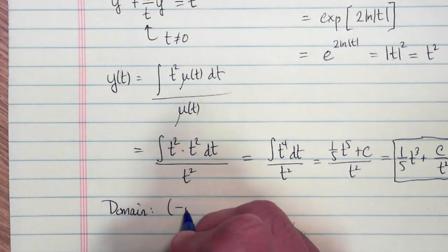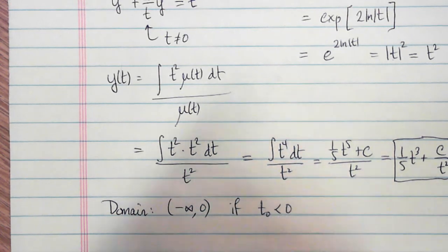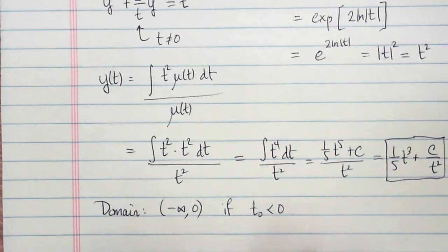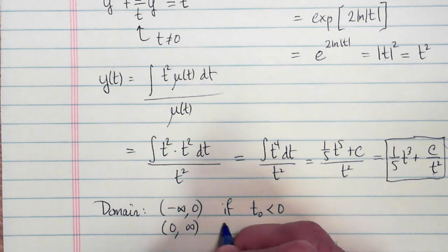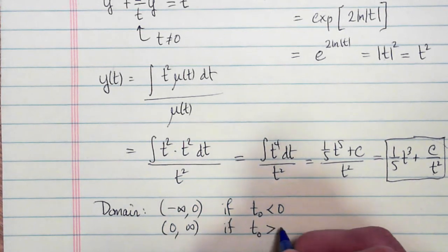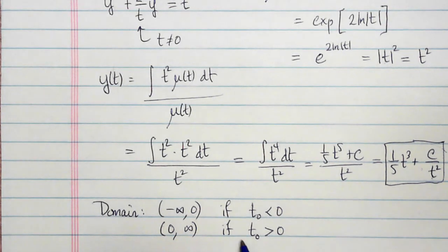So the domain is going to be from minus infinity to 0 if t naught is less than 0, because obviously t cannot equal 0 in this function. And the domain will be 0 to infinity if we have an initial t naught that is greater than 0. So here's our solution and the domain.